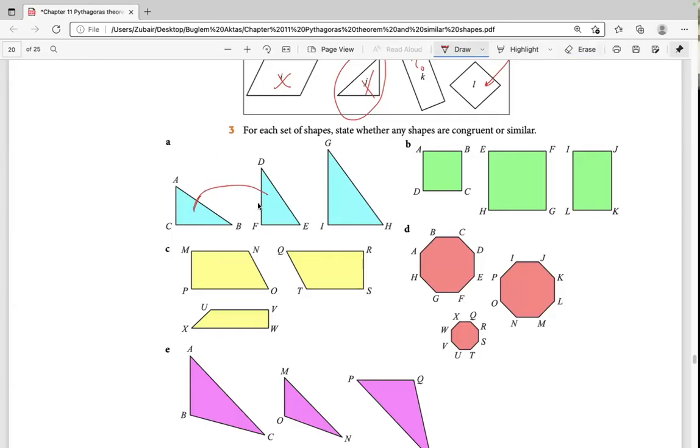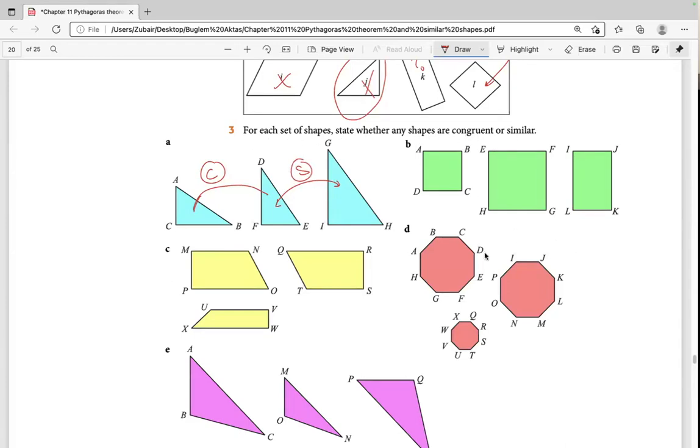I think they're congruent. In reality, how will we do it? We'll measure the angles and sides. And are these two congruent? No, similar. So they're similar. For each set, state whether the shapes are congruent or similar.